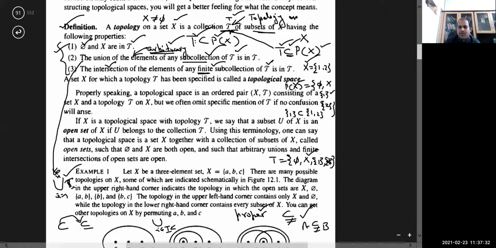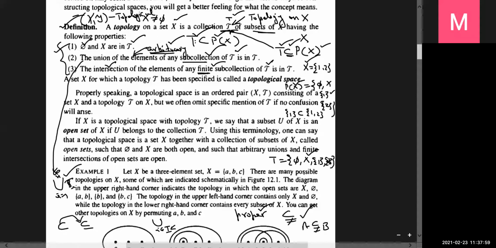Topology on X. And X together with this T is said to be a topological space, just like metric spaces: X together with the metric D is called a metric space. But there is a huge difference between topological spaces and metric spaces. We will see that every metric space is a topological space, but topological spaces need not be metric.